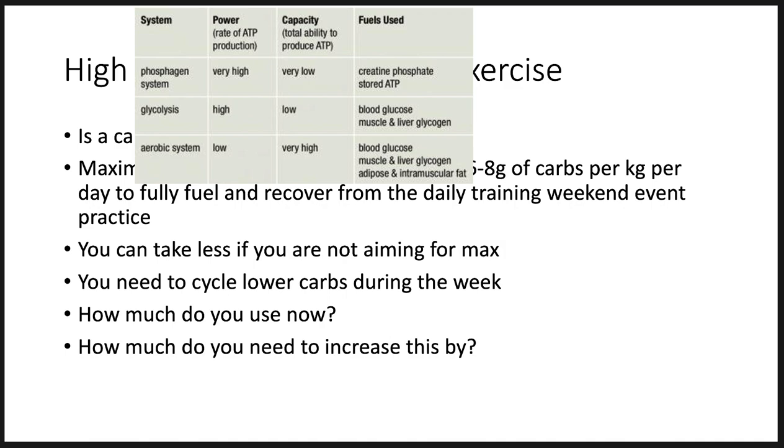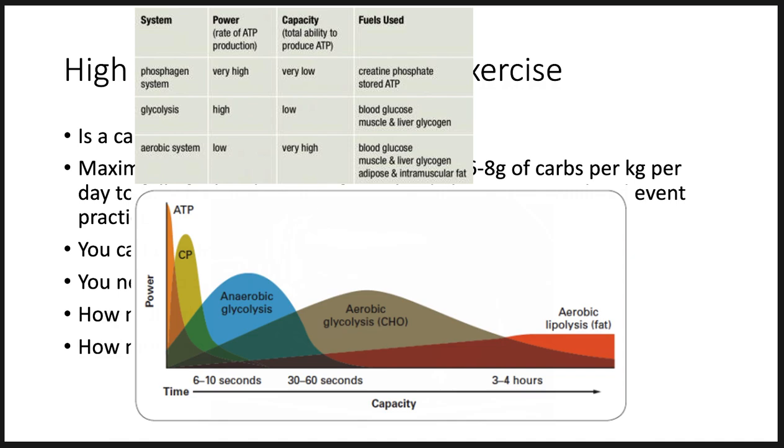So if we look at the energy systems, we're delving in a bit deeper. Fastest system, creatine phosphate, making creatine a highly useful supplement. Glycolysis, second fastest, will be down to blood glucose and muscle and liver glycogen. Then the aerobic system lasts forever. We're using the aerobic system right now, sat still, hopefully listening intently. And here's the reminder of those systems.